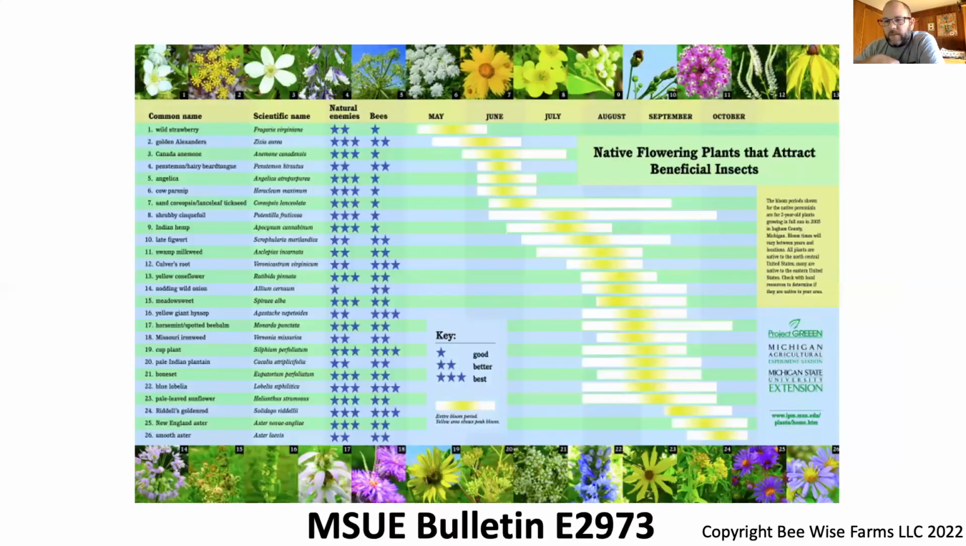Okay, so I'm going to leave you with a couple resources that I really like specific to this subject. The MSU Bulletin E2973 is a list of 26 native plants and what their bloom times are. You can see that in this chart. You have that overlapping bloom time illustrated here that I'm talking about. It also gives you kind of a score on how good these are for bees and natural enemies, which are the predators and parasitic insects that attack your bad insects on your farm or in your landscape.